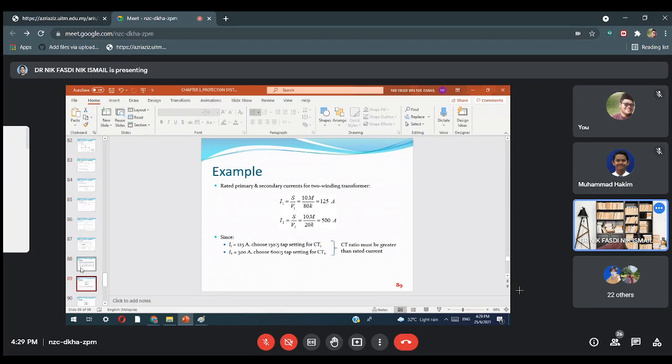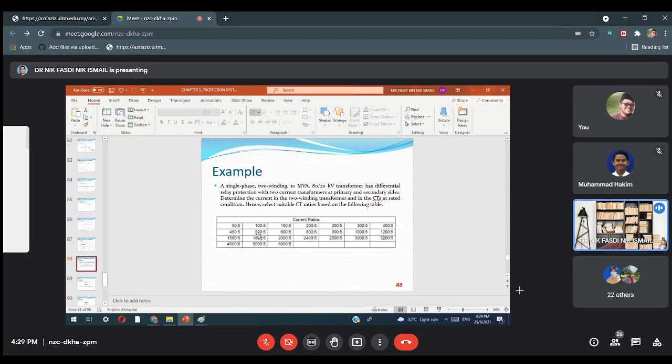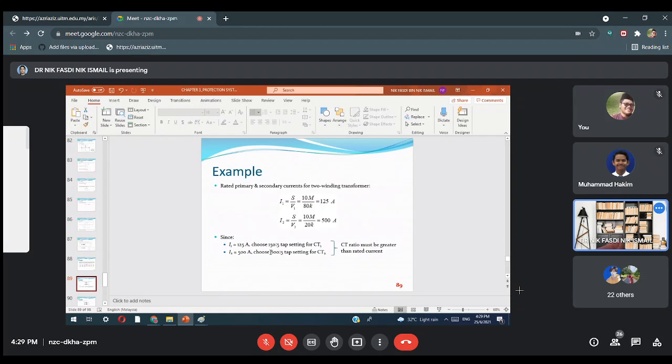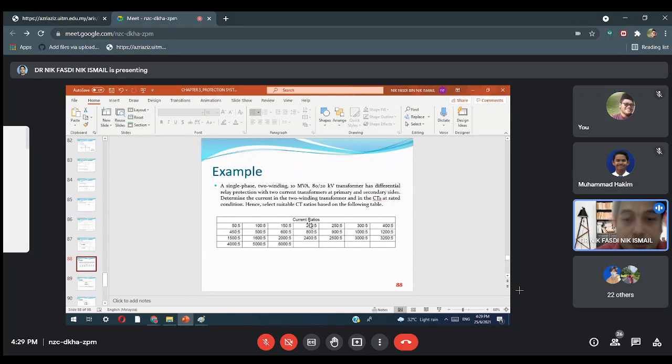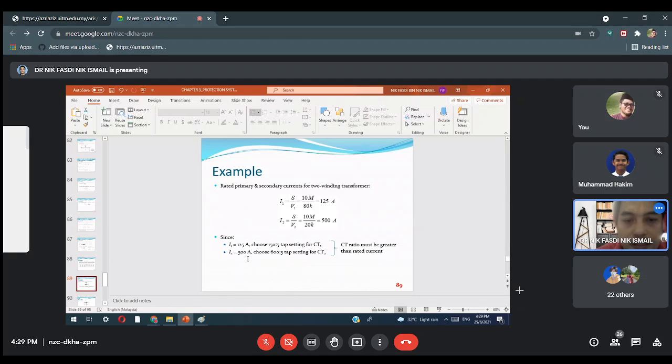Okay. If you take 500, it has exactly the same values, so it's not suitable. So we choose the higher one from 500, which is 605. So we choose 605 for the current ratio, the CT ratio. Okay, right. So the CT ratio is 605. So this is the solution.